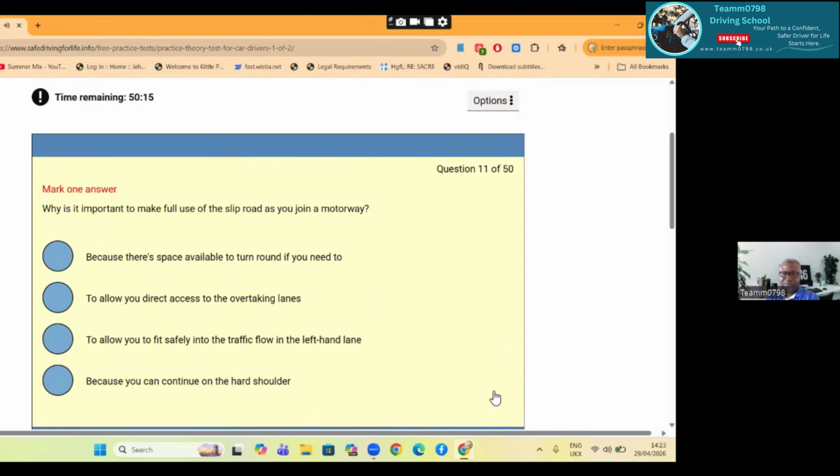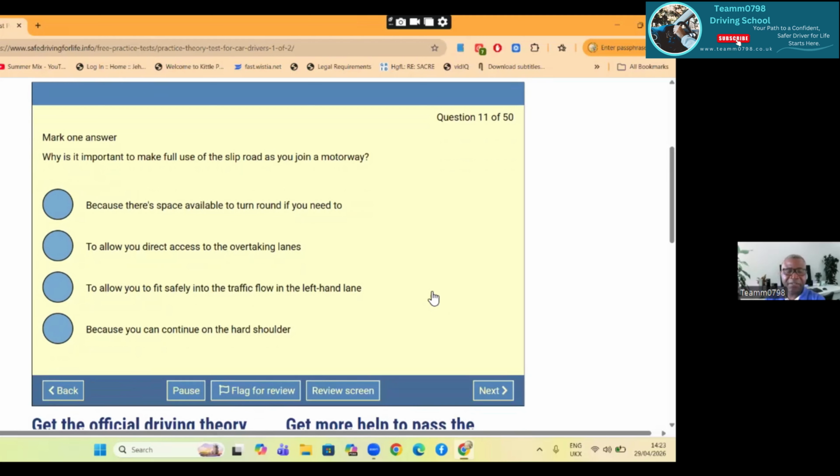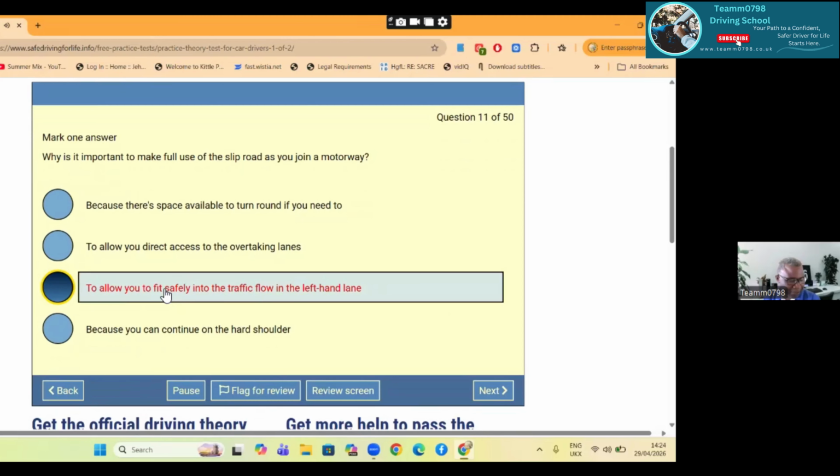Mark 1 answer. Why is it important to make full use of the slip road as you join a motorway? Okay, so making full use of the slip road will allow you to join the road safely, okay? Because there's space available to turn around if you need to. That's absolutely not correct. Allow you direct access to overtaking lanes? No, you've got to go through the normal driving lane, middle lane, and the right lane. You do not want to do that. So this allows you to fit safely into the traffic flow in the left-hand lane. Yeah, so this is the correct answer.